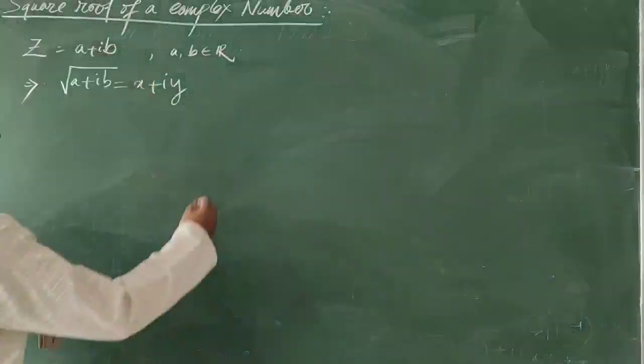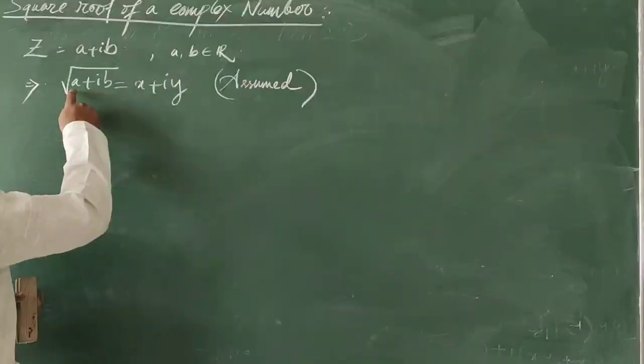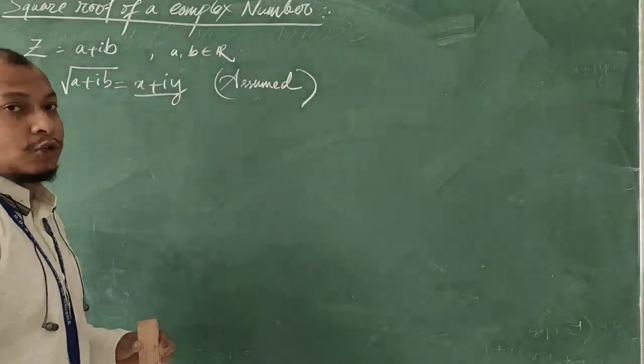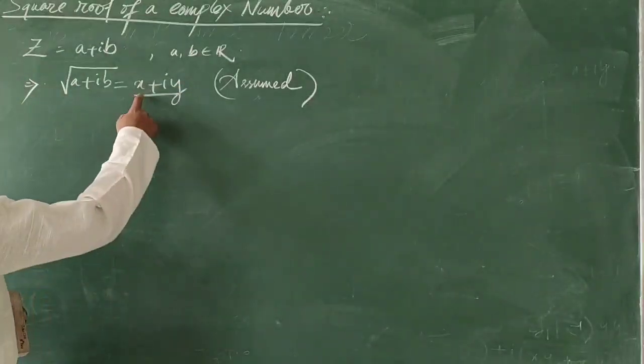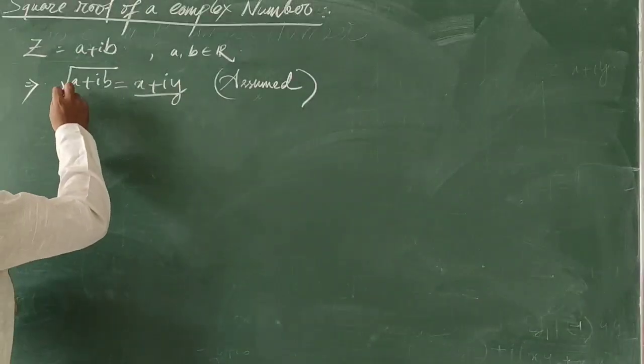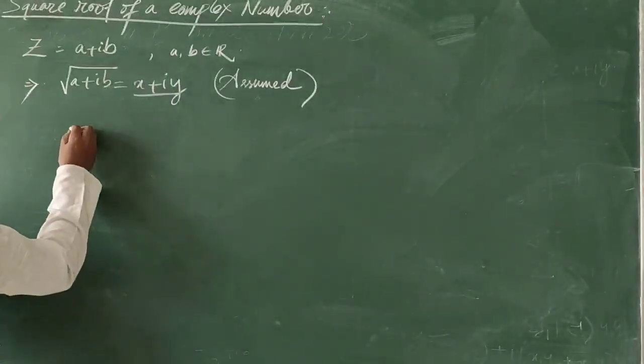Suppose the root looks like this: square root of a plus ib is equal to x plus iy. Now we are going to find what exactly x and y are so that we will get the answer. Here the root is given, so we are going to square both sides.